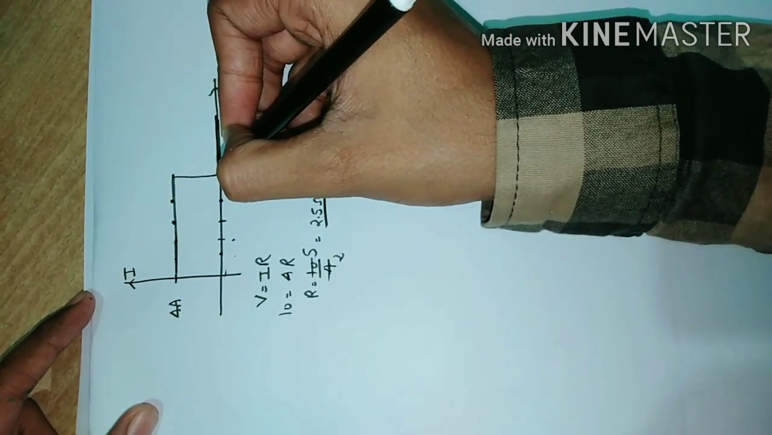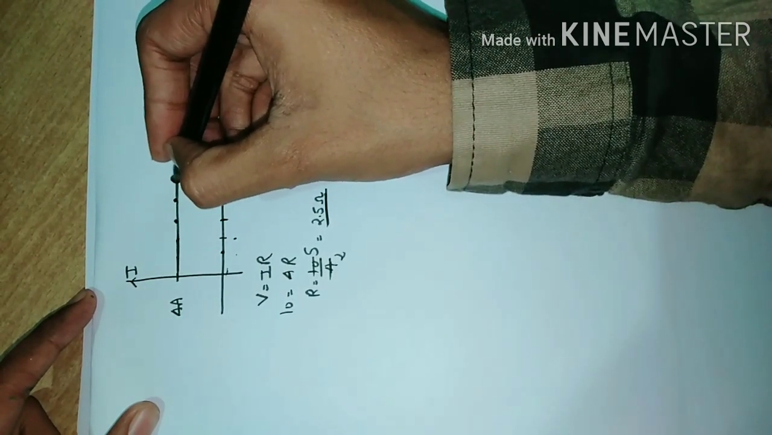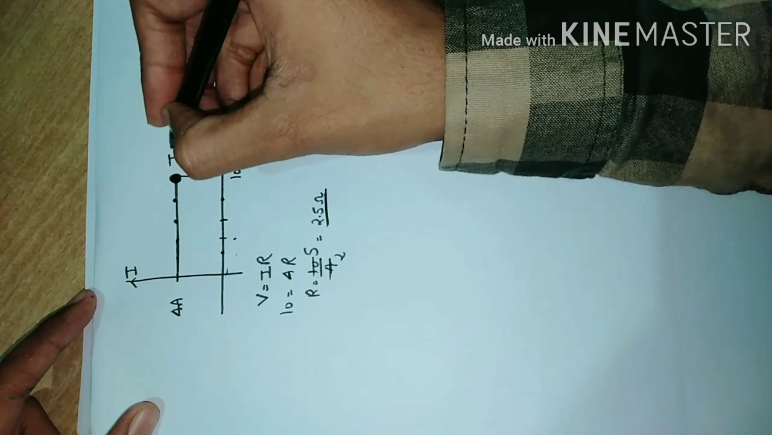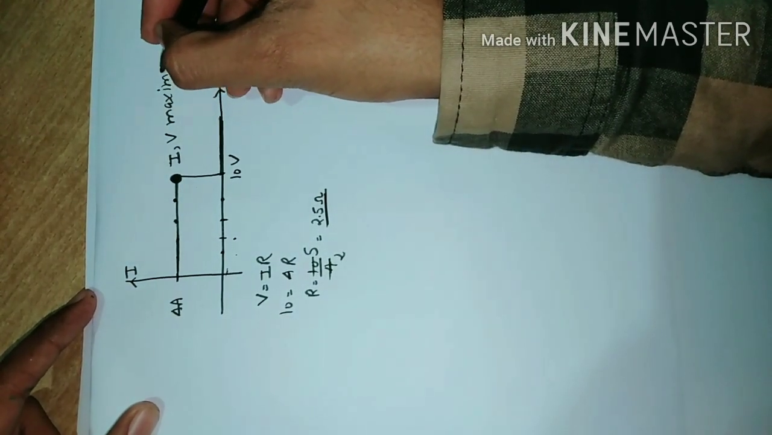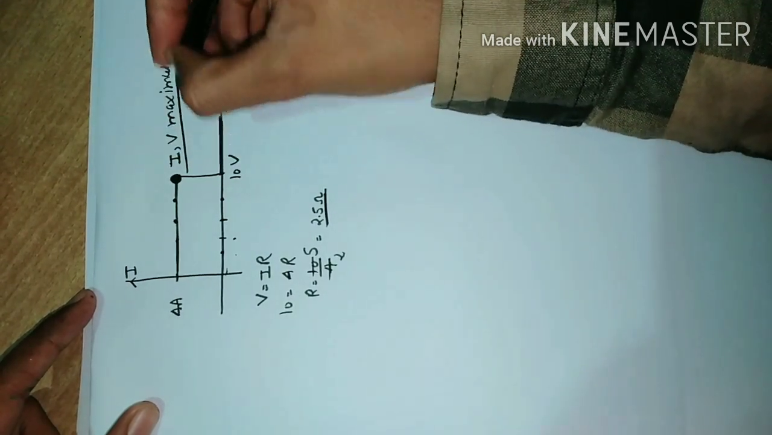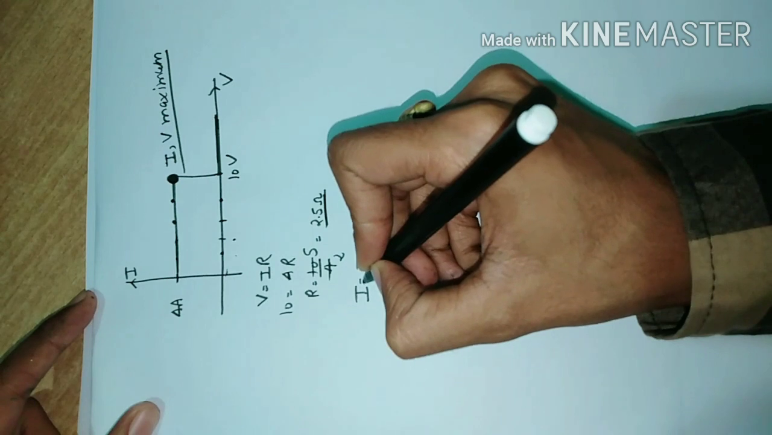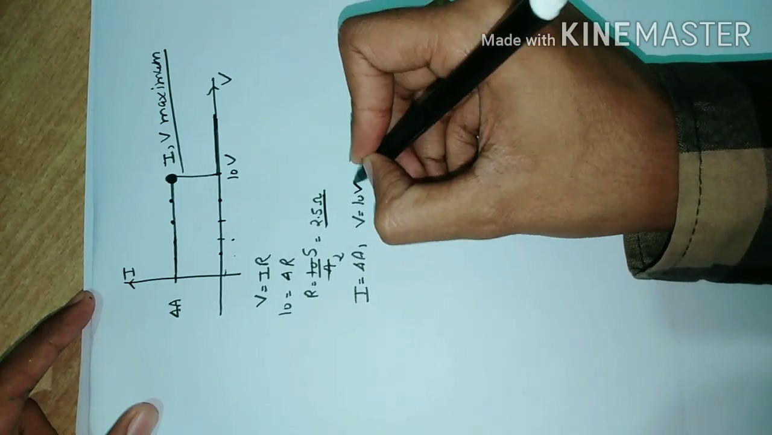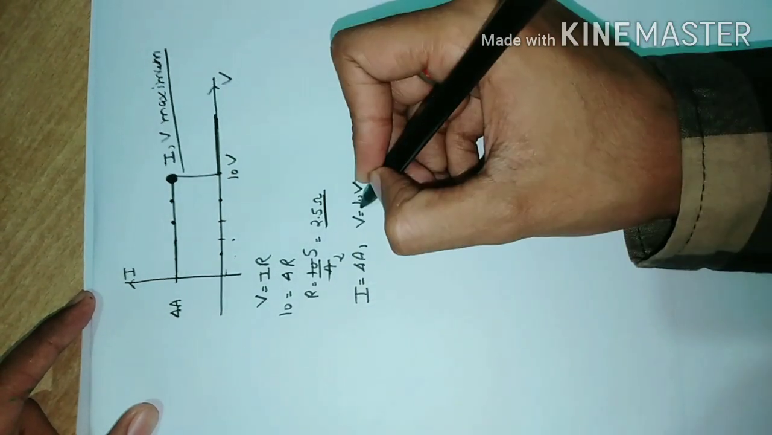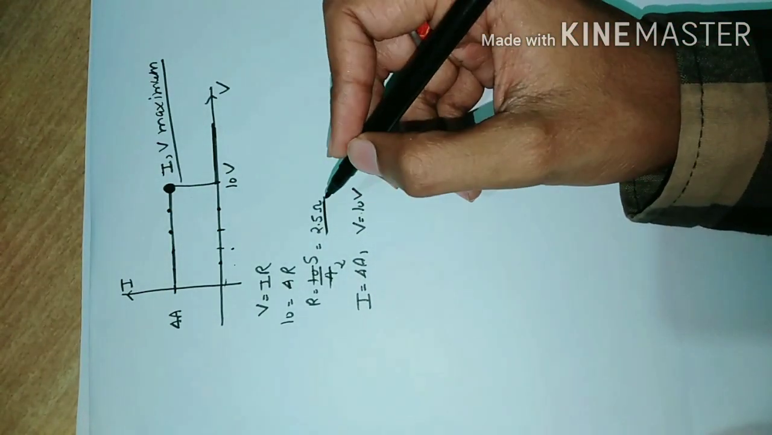So we can say this is the only point where current and voltage are maximum. So I equal to 4 ampere and V equal to 10 volt. At these values, power transfer is maximum. So it is the answer of this question.